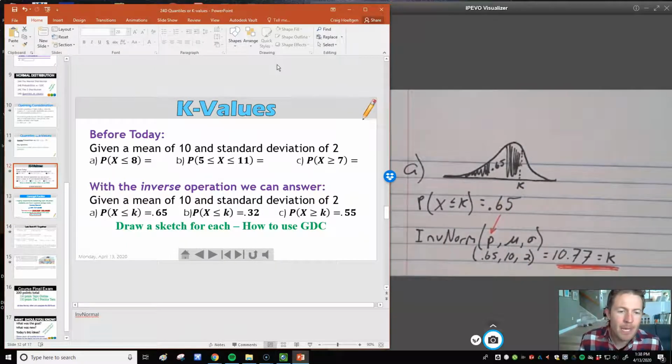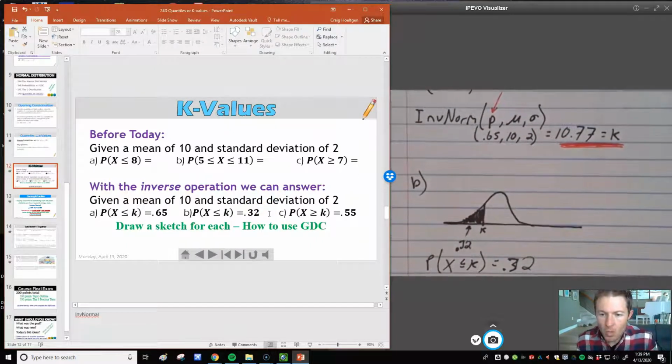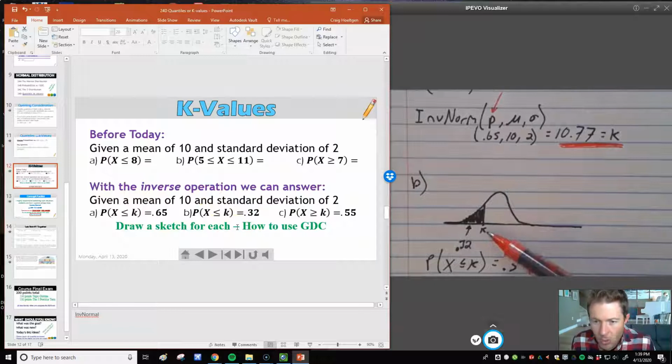All right, let's look at part B. Find k such that we have 0.32. Let's draw that picture again. So here's what that picture looks like. Again, notice this is for less than or equal to. Less than or equal to means shade left. So shading left here, we're looking for this k value. What score correlates to 32%?